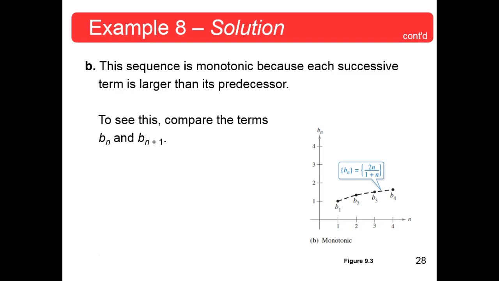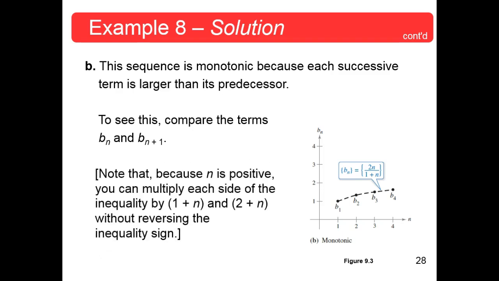However, I think that looks like it's going to have a limit to it because it's not increasing, it's increasing less each time. So it looks like it could have a limit. We're not doing that yet. Note that because n is positive, you can multiply each side of the inequality by 1 plus n and 2 plus n without reversing the inequality sign. What in the world are they talking about there?